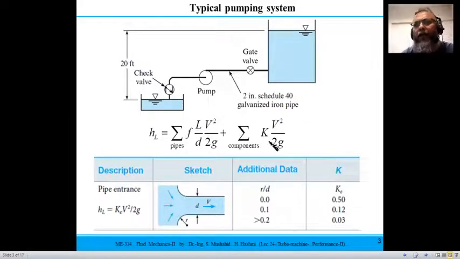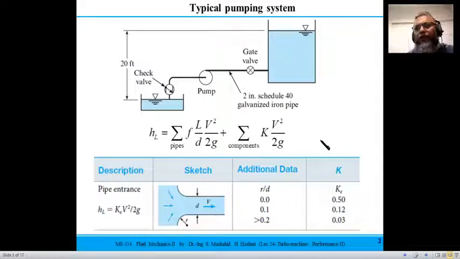If you multiply the K factor by V squared over 2g, then you will be able to calculate the head loss in that particular component, or it could be a gate valve, or it could be in different handbooks and tables. These K factors are given, or sometimes they are called minor loss factors. So this is the major loss which is taking place in the pipes, and these taking place in the different components and accessories in the piping systems are called minor loss factors.